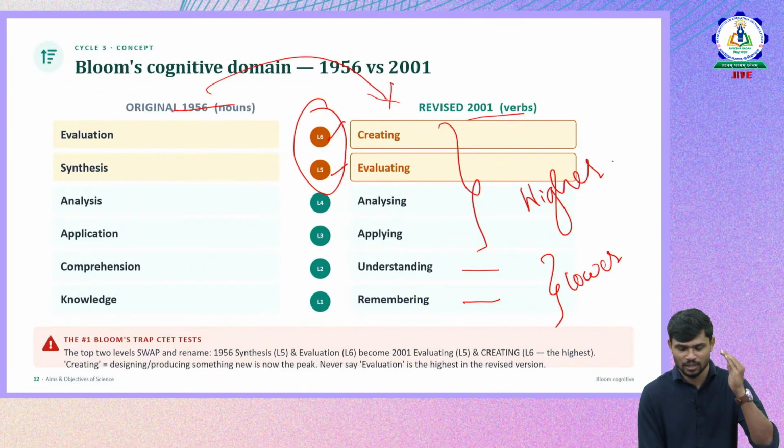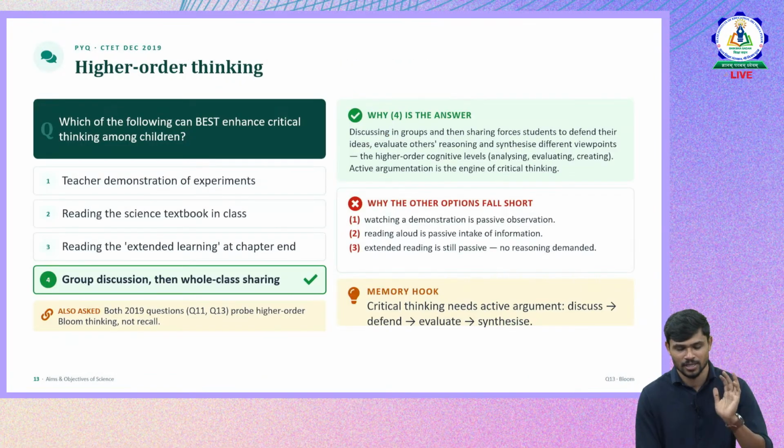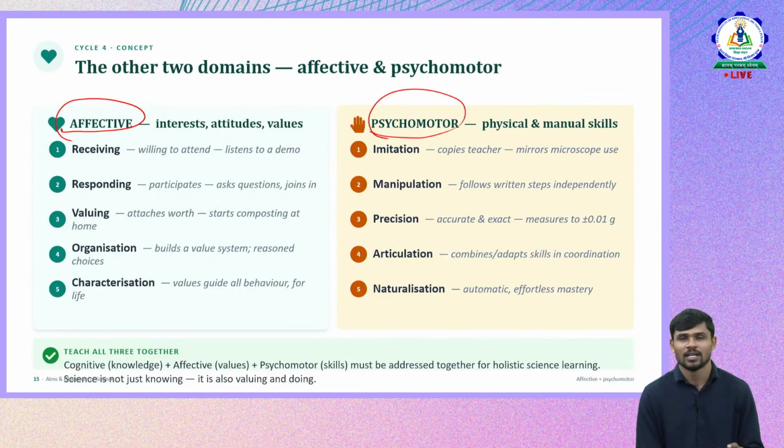Remembering, understanding, applying, analyzing, all these are mental processes, the thought process that happens in the brain. Whereas affective means what we feel: our emotions, our attitudes, our values come under the affective domain. Psychomotor means where our body parts are involved, where we manipulate things, where we perform something physically, and manual skills. These come under psychomotor skills.